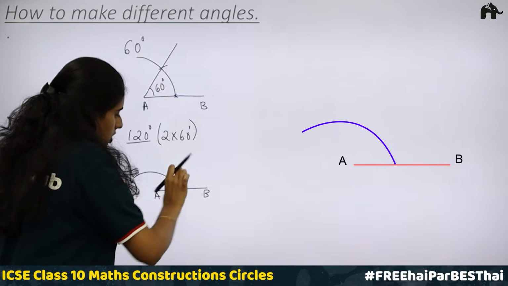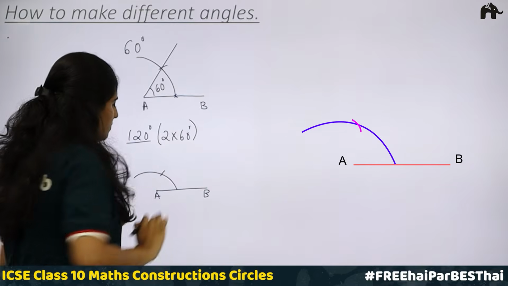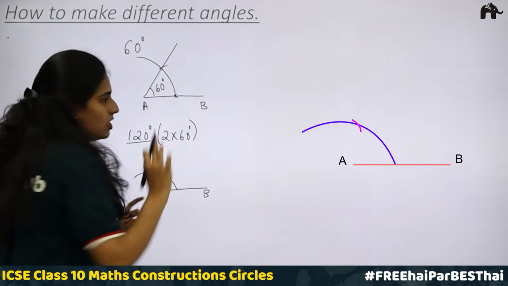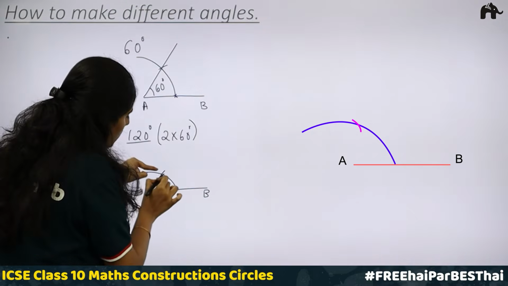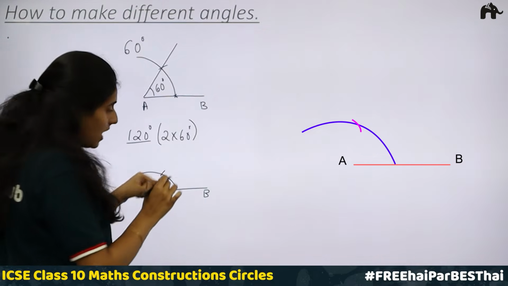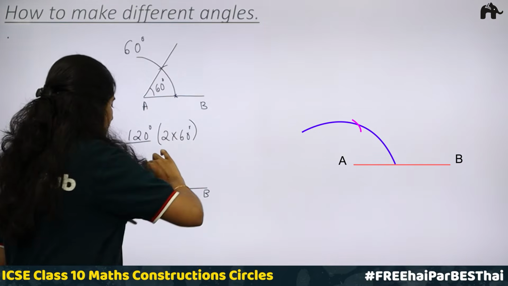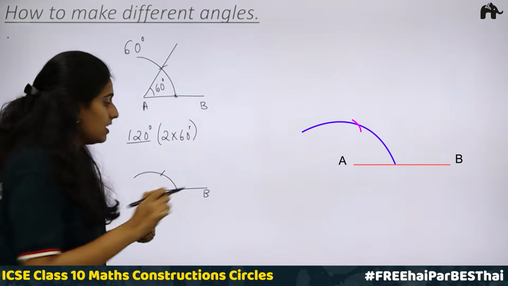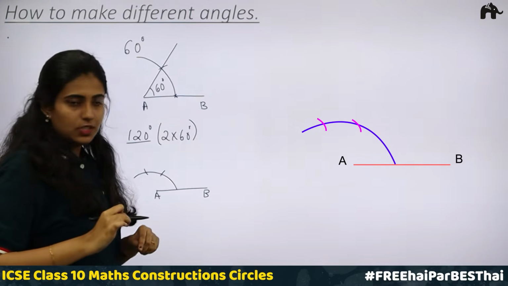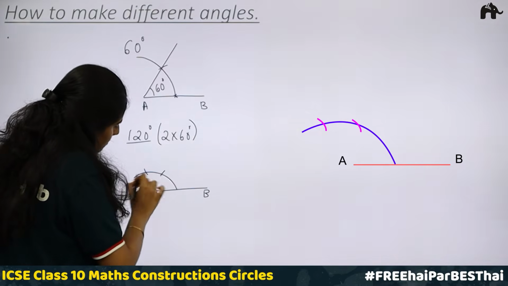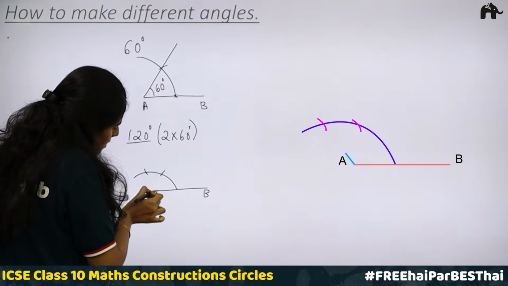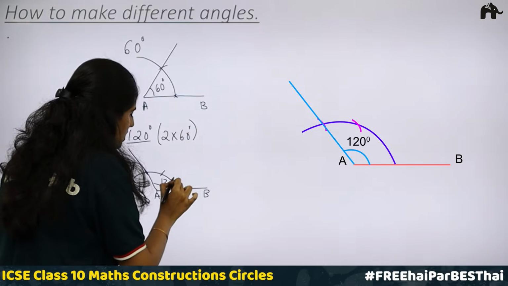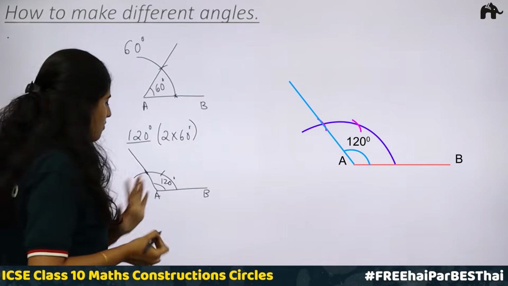With the same measure, keeping center here, cut an arc. You will be getting 60 degree. To get 120 degree, it is very easy. Now keep the compass center at this point and cut another arc with the same measure. Never change the measure in the compass taken. Cut another arc. If you join A and this point, you will be getting angle 120 degree. So, we got 60 degree and 120 degree.